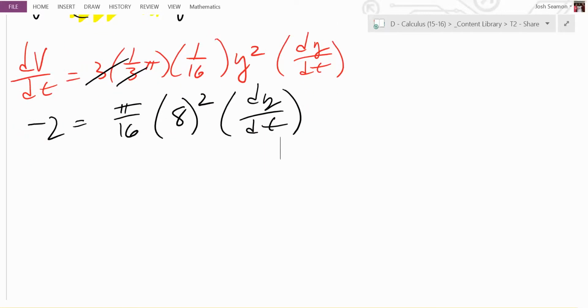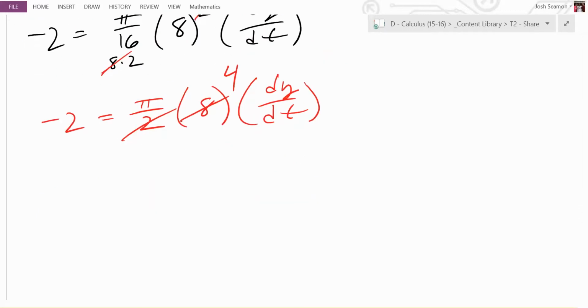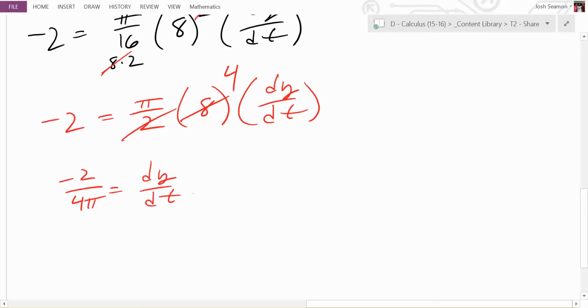So if you want to cancel some of this, 16 is the same thing as 8 times 2, right? So you cancel that, and you cancel one of the 8s. So what do you end up with? Negative 2 is equal to pi over 2 times 8 times dy dt. That cancels with that, and you end up with 4. Is that correct? Divide both sides by 4 pi, and you end up with negative 2 over 4 pi is equal to dy dt. So dy dt is indeed equal to negative 1 over 2 pi.